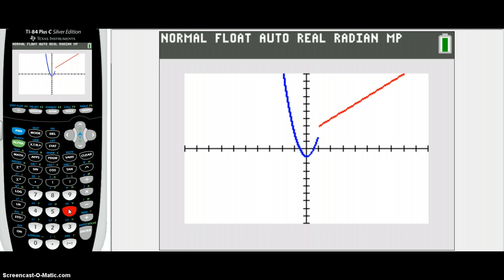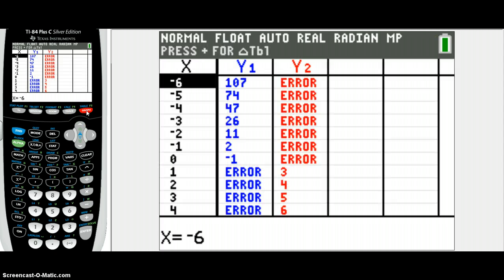This problem asks us to evaluate f of negative 2, so go to second graph for your table. At negative 2, the answer is 11. Okay, the other function will give you an error because it doesn't work in that interval.